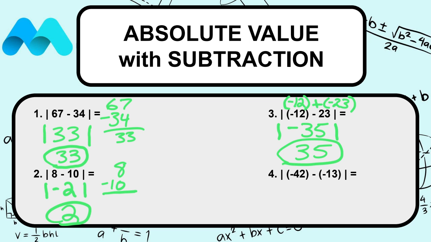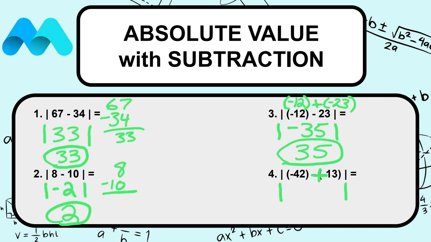Okay, last one, number 4. Number 4 is the absolute value of negative 42 minus a negative 13. First thing we're going to do again, bring down these absolute value signs. And now, I'm not going to fully rewrite this one, but we do have our double negative there, minus a negative 13. Anytime we have minus a negative, that automatically turns into a positive.